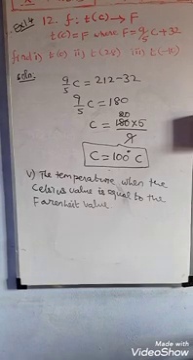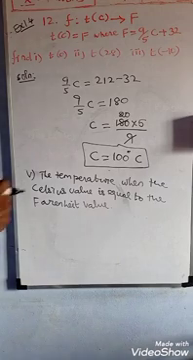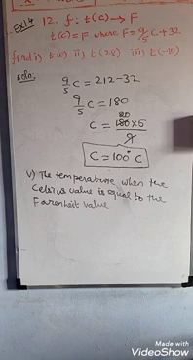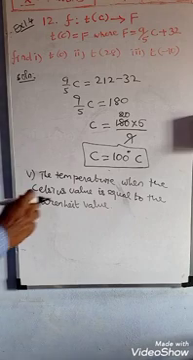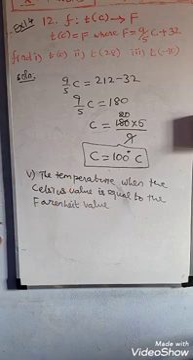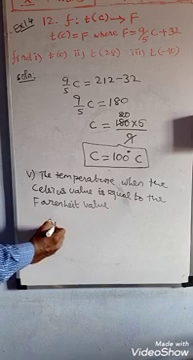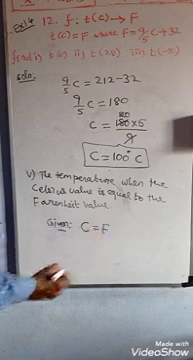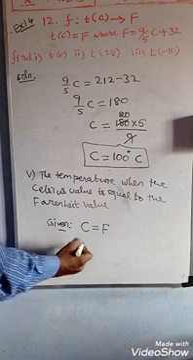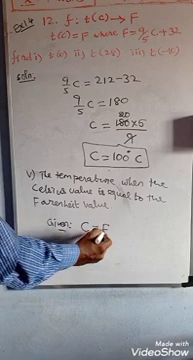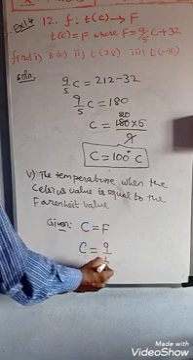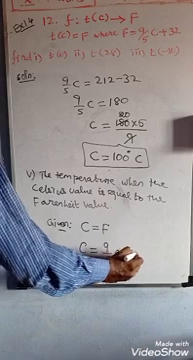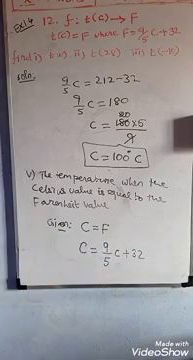Next is the fifth point: the temperature when the Celsius value is equal to the Fahrenheit value. Which temperature? The two values should be equal. Given Celsius is equal to Fahrenheit, first you choose C is equal to F. Now for C you keep C. Fahrenheit you already know, F is 9 by 5 C plus 32. This you should write. Now you simplify, you will receive the answer.